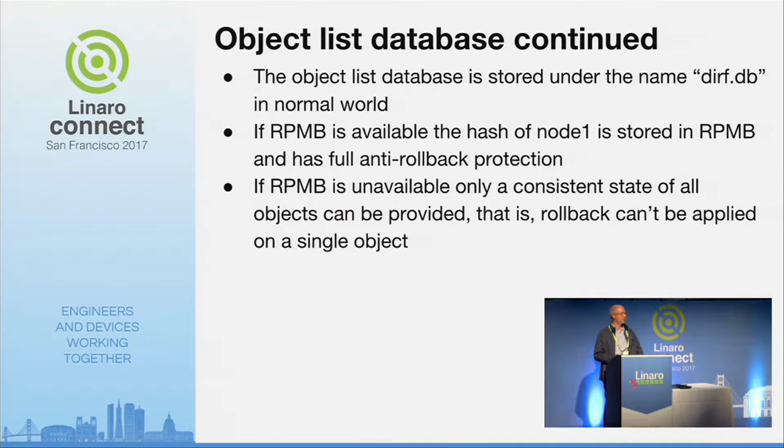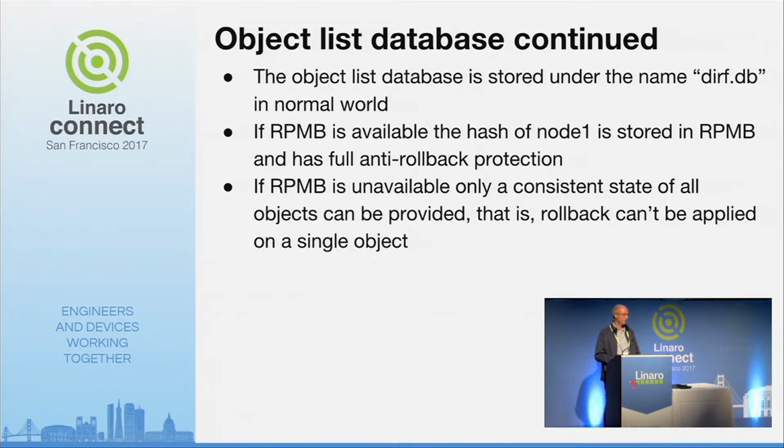And then the object list database itself is, of course, also stored in normal world as a special file name, dirf.db. It could have been anything, but that's what we have. And with the RPMB available, we will store the hash of node 1 of this file in RPMB. That means the hash of node 1 in the object list database protects all the objects that we have created ever. And if we can store that in RPMB, then we have guaranteed that it can't be rolled back, since we have that hash.